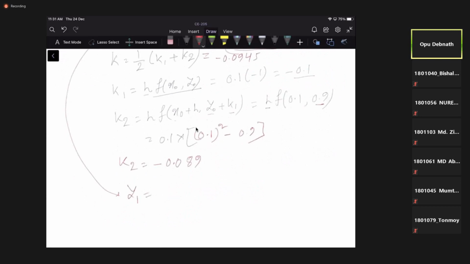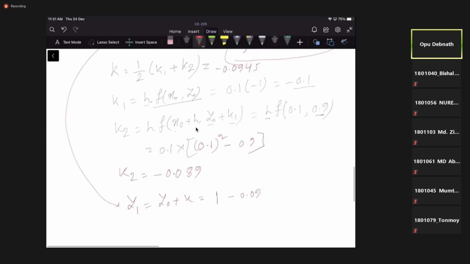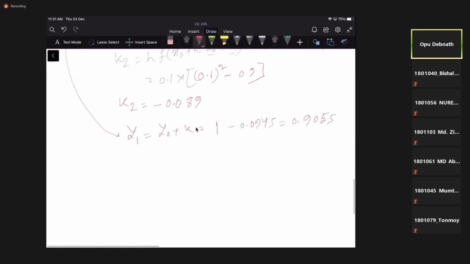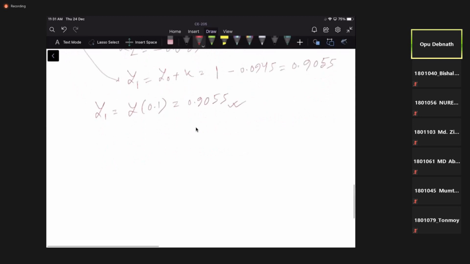So now y1 is equal to y0 plus k. Our y0 value was 1, plus k, which is minus 0.0945. So finally y1 will be 0.9055. So this y1 is nothing but y of 0.1. So your first step is already done, and next is y2.